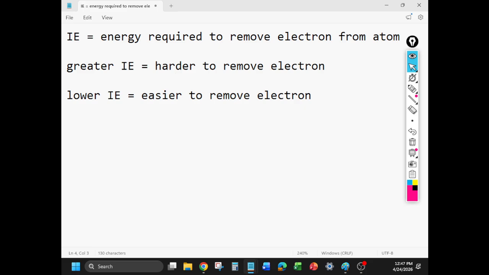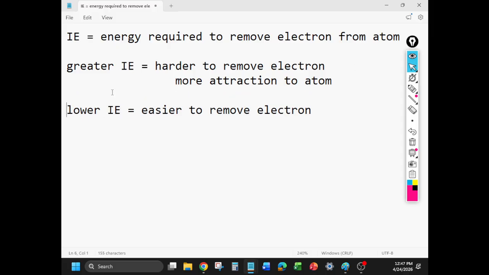All right, so let's talk about greater ionization energy. If it is harder to remove the electron from the atom, is it more attracted to the atom or less attracted? Yeah, it is more attracted. So just keep that in mind. If it is a greater ionization energy, another way to think about it is how tightly that electron is attracted to the atom. And again, the reverse is true as well. If it's a lower ionization energy, it's less attracted to the atom.